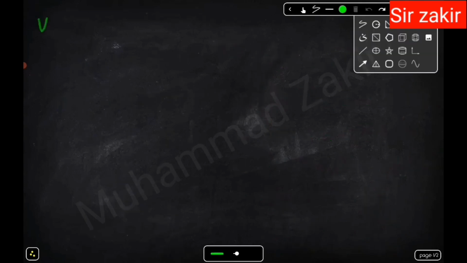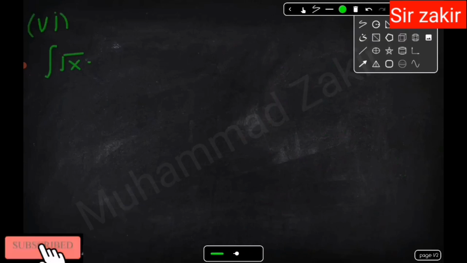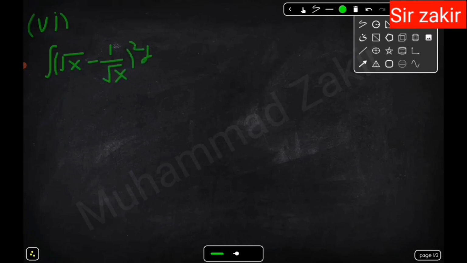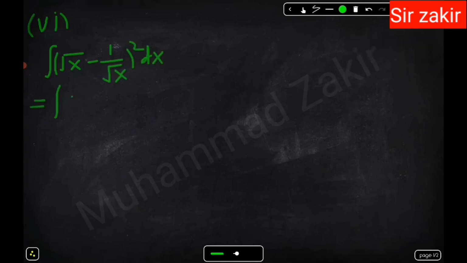Next is part number 6. In part 6 we have the integration of (square root x minus 1 by square root x) whole square dx. First we expand this whole square as a square plus b square plus 2ab. The square root x cancels square root x, square cancels root.